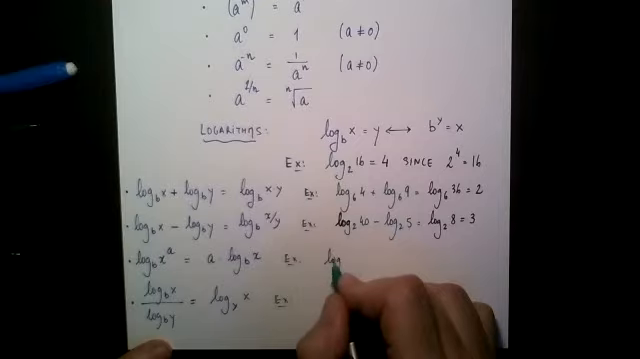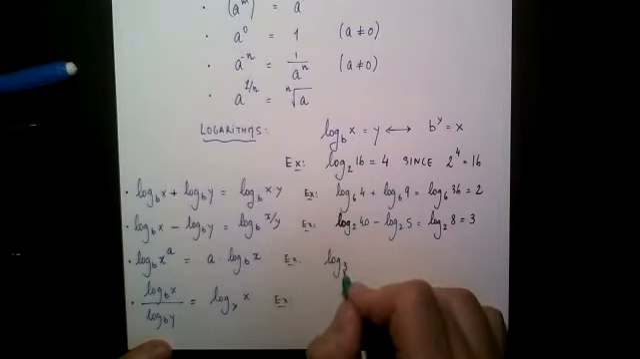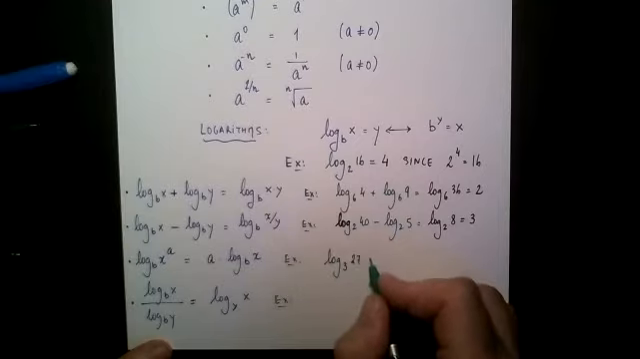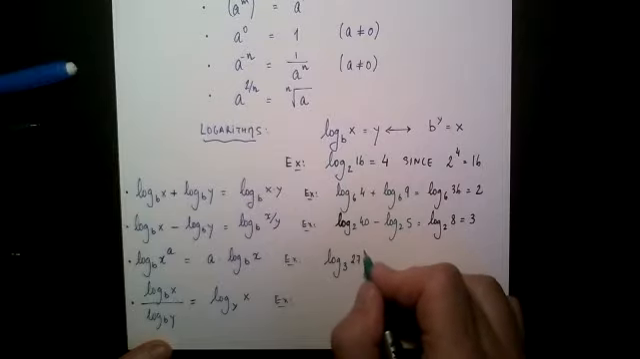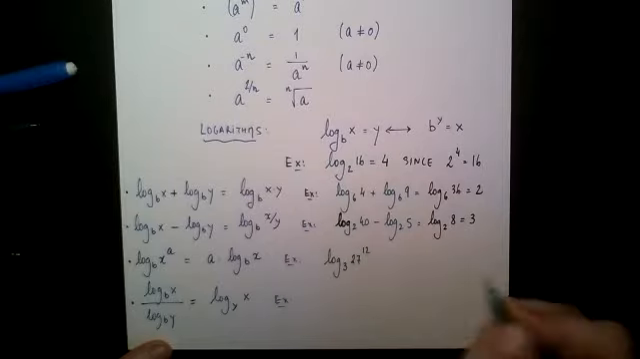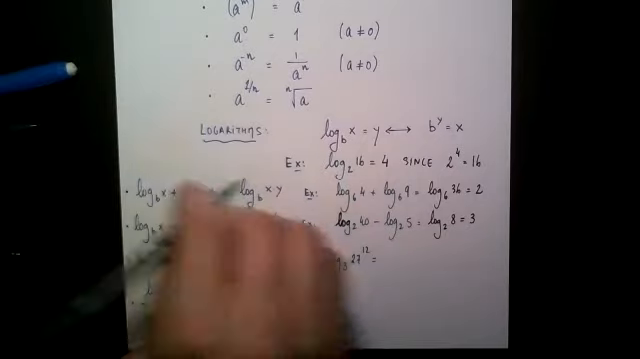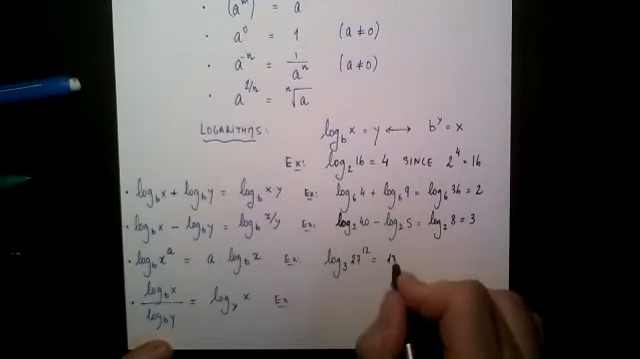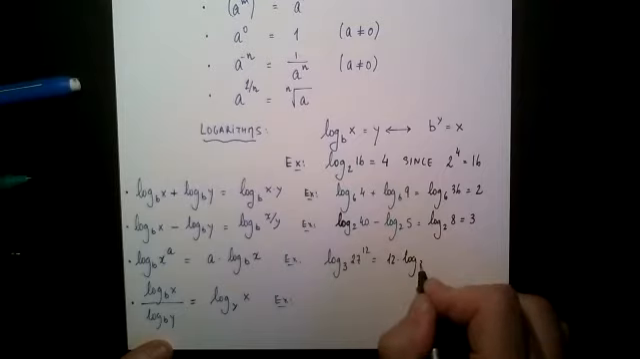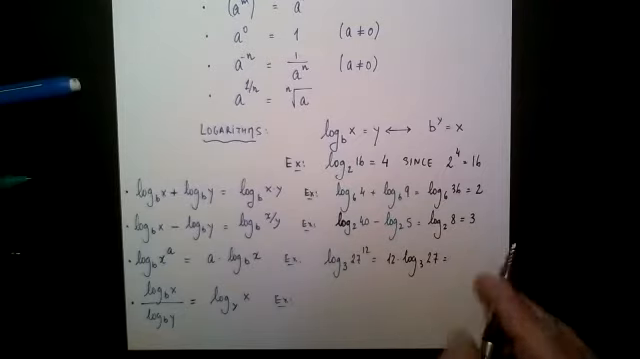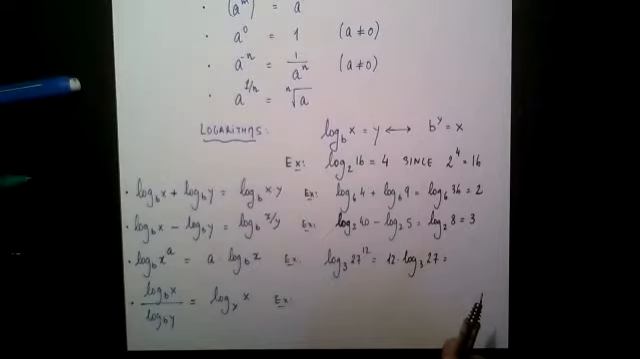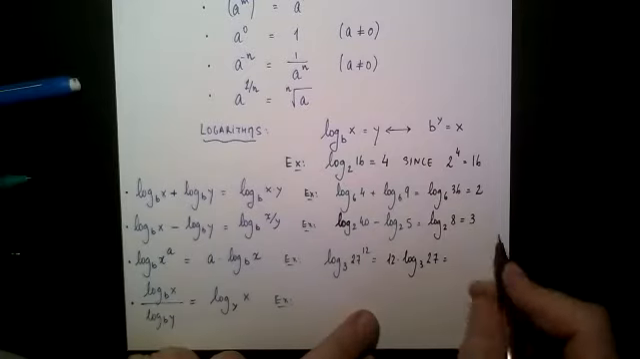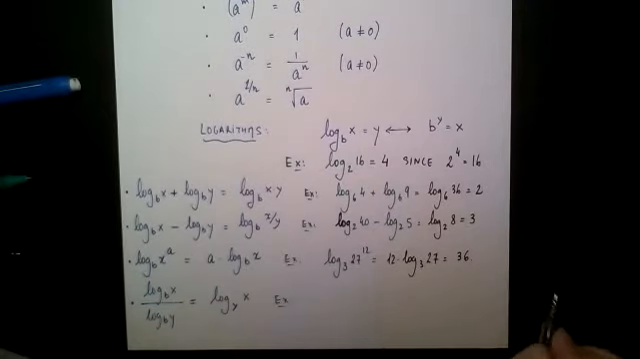Log in base 3 of 27 to the power of 12, let's say. So I'm going to put the 12 in front. 12 times log in base 3 of 27. And log in base 3 of 27 is what? 3. So 12 times 3 is 36. Perfect.